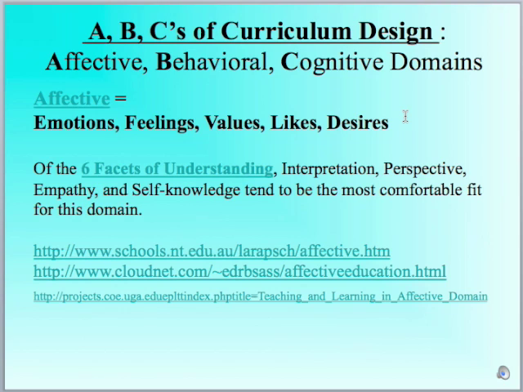The content is what we are sharing with them. Our focus needs to be on the human beings. And the human beings are made up of the affective, the behavioral, and the cognitive domains. So affective is our emotions, our feelings, our values, things we like, things we don't like, our desires, personal judgment calls. Of the 6 facets of understanding, interpretation, perspective, empathy, and self-knowledge tend to be the most comfortable fit here.